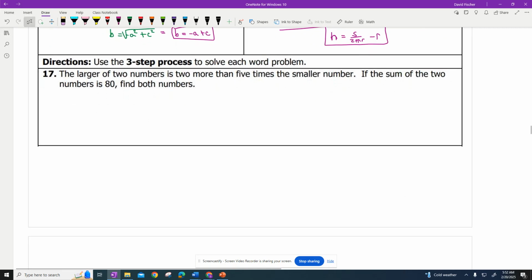Now we're going to get a little bit more challenging here today. This is what you did last night, so this should be nice and fresh in your head. The larger of 2 numbers is 2 more than 5 times the smaller number. And yesterday we said, let's do something like let s be the smaller number.